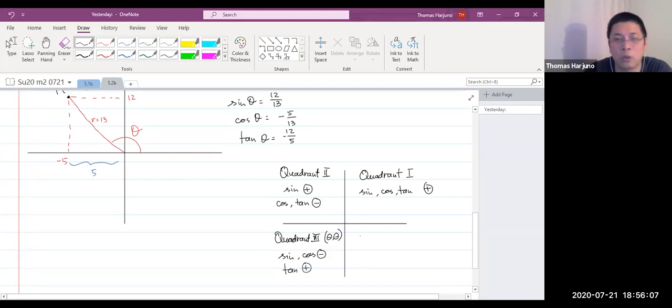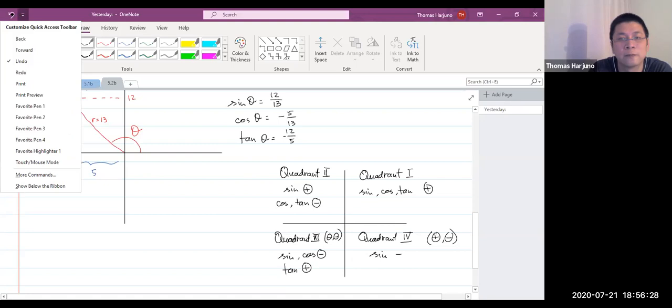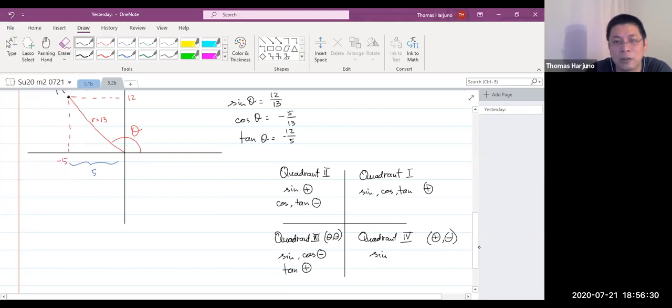And finally, in quadrant 4, the x is positive, the y is negative. So you see that the sine is negative. Actually, sine and tangent will be negative, and cosine will be positive.